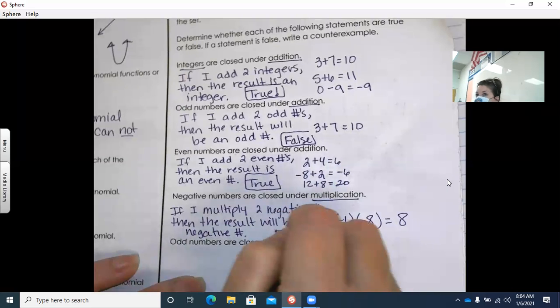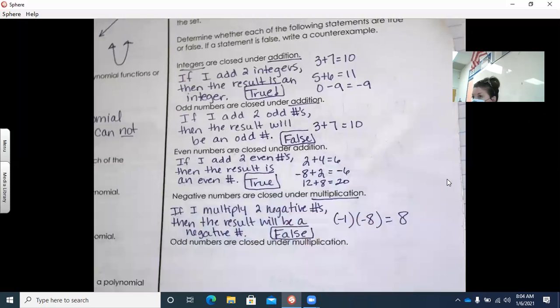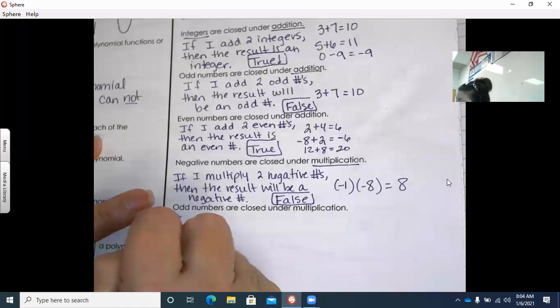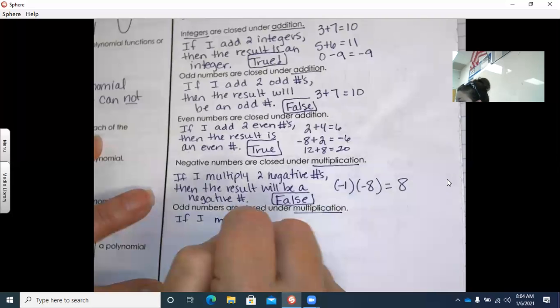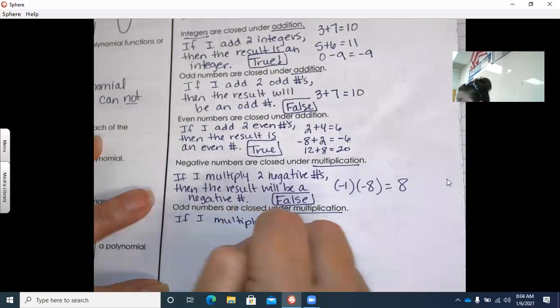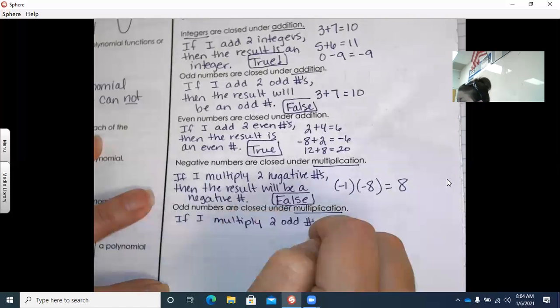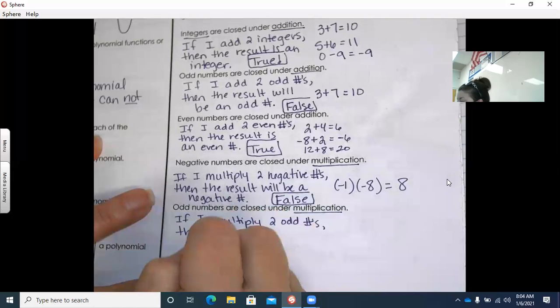Y'all understanding what the closure property means now? Odd numbers are closed under multiplication. That means if we're talking about multiplying two odd numbers, the result is an odd number.